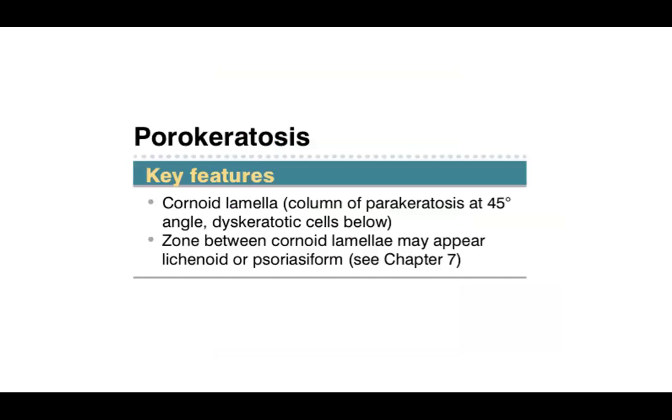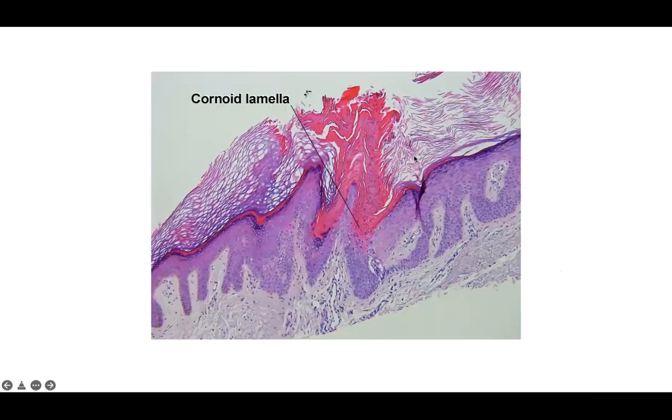And just a word about porokeratosis. This is taken from Dr. Elston's textbook, this snapshot here, but cornoid lamella is the common diagnostic feature. You'll see a column of perikeratosis at a 45-degree angle. And here's a good example of that column of perikeratosis or cornoid lamella.